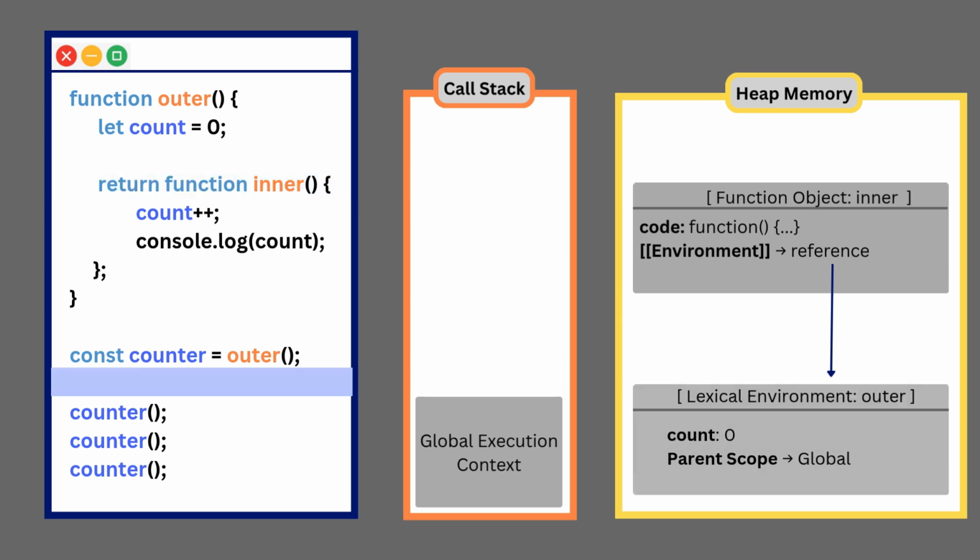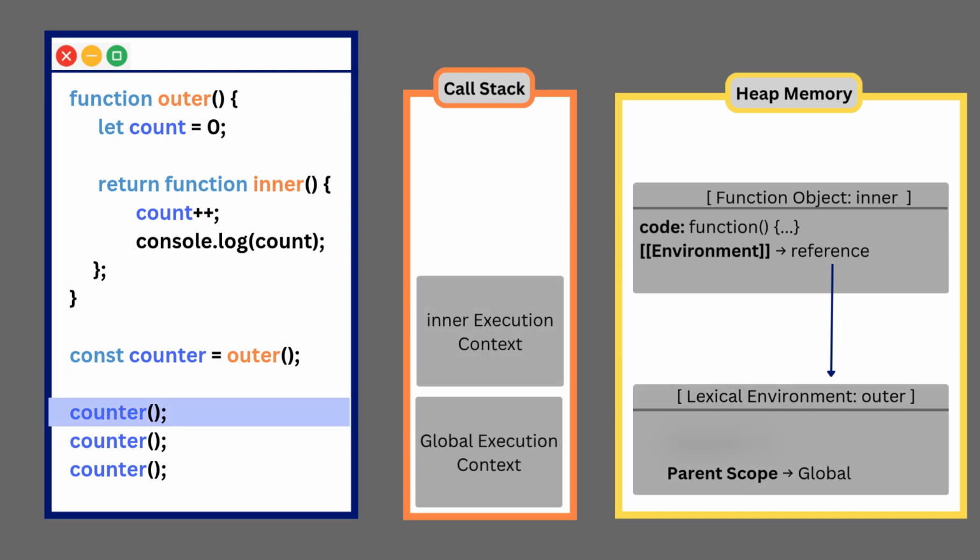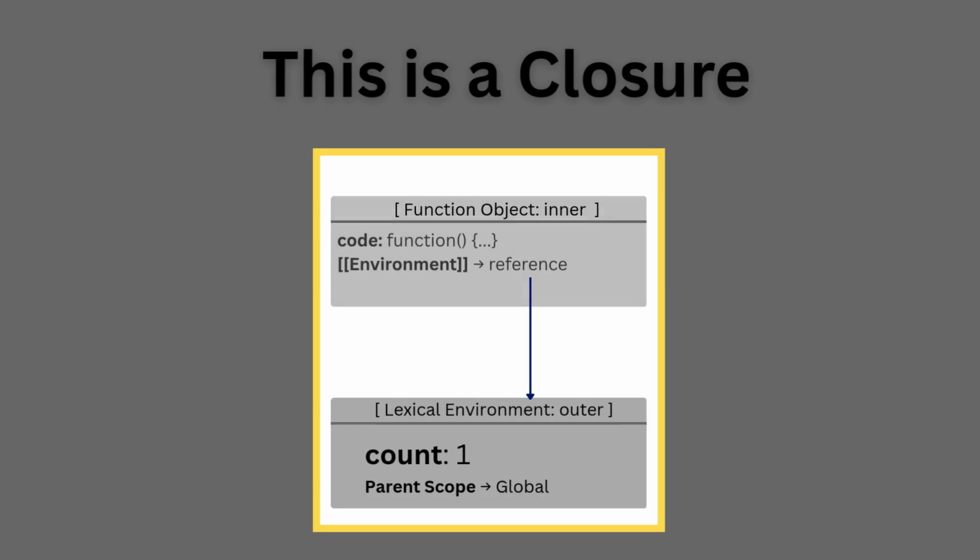But the memory is not destroyed, because something is still referencing it. And as long as a reference exists, JavaScript's garbage collector will not remove that memory. So when we call counter, it accesses the same count variable. This is what a closure really is. A function, combined with a reference to its lexical environment, even after the outer function has finished execution.